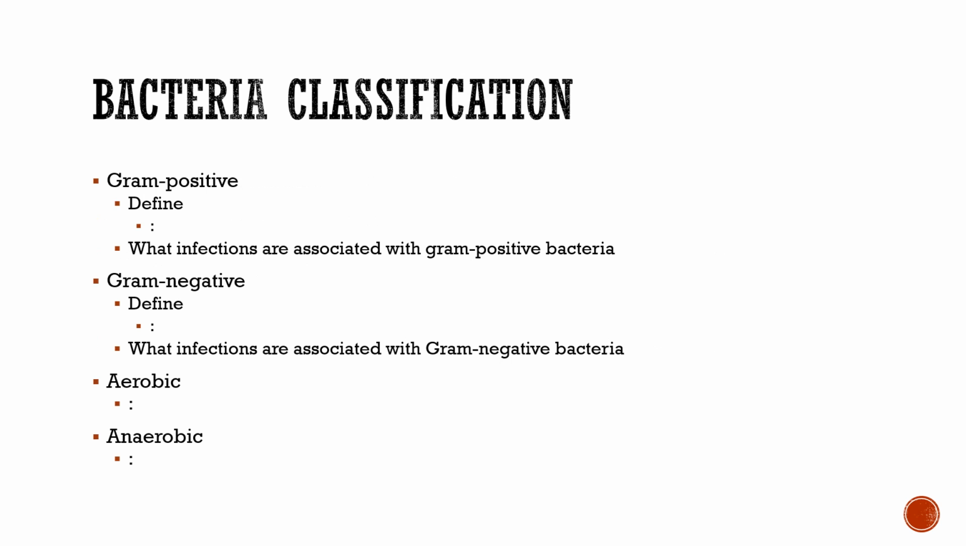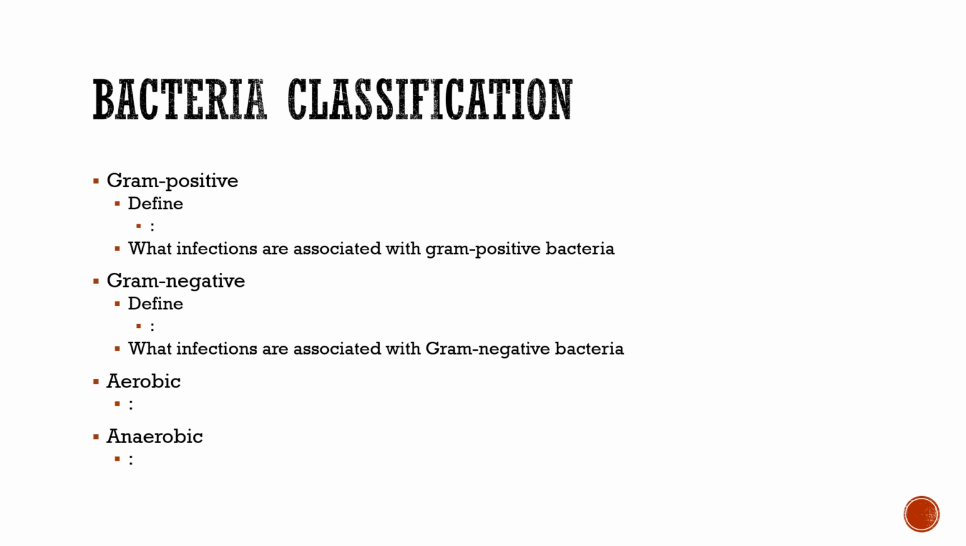Let's talk about our classification first. Gram-positive simply means that this one holds the Gram stain. Gram stain is a type of test that they do to quickly identify bacteria into two classes, gram-positive and gram-negative, which is good because it's a quick test and it gives us information that we can use to choose an appropriate antibiotic.